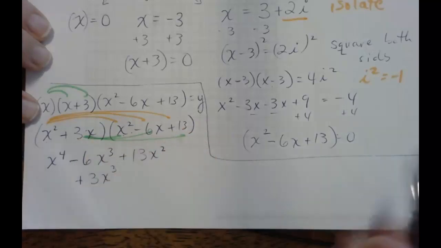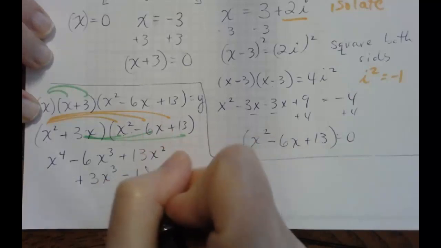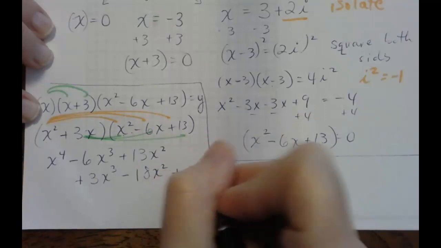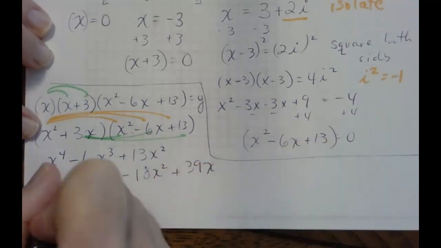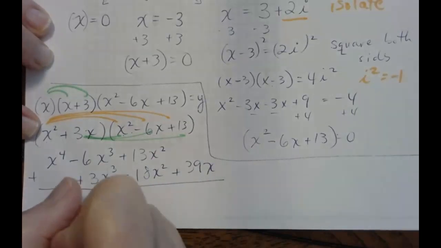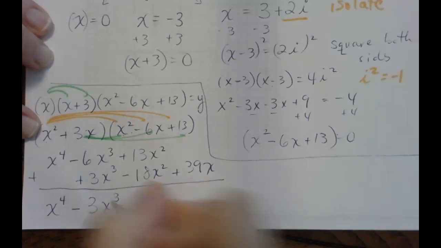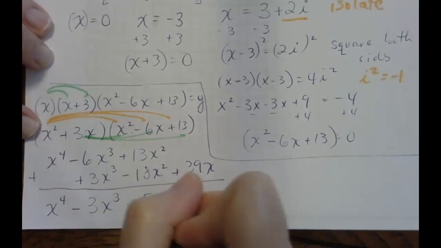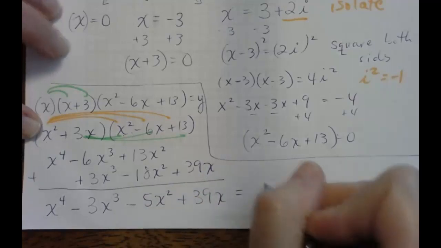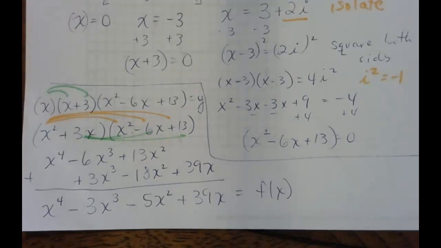I'm lining up my like terms. 3x times -6x is -18x squared. 3x times 13 is plus 39x. And now add down those columns for your final answer. x to the 4th minus 3x cubed minus 5x squared plus 39x is what your polynomial is equal to.